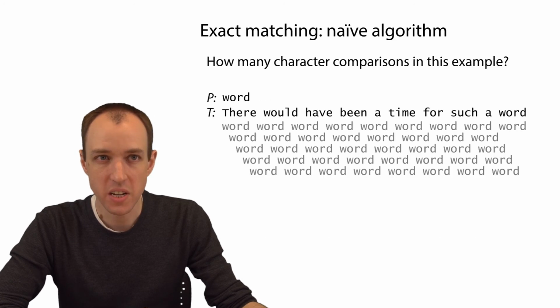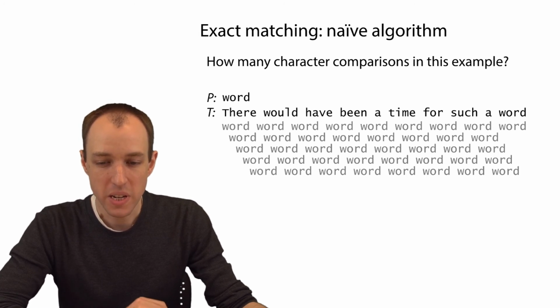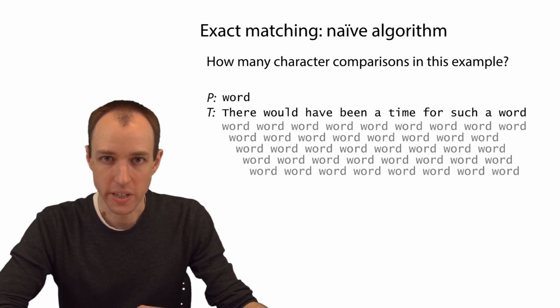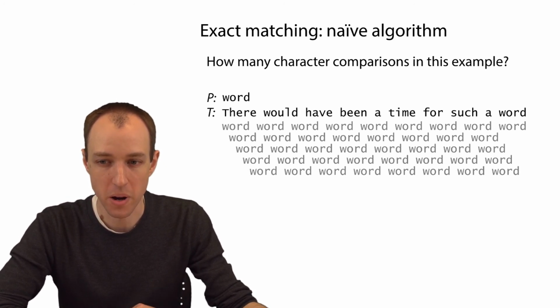Okay, so here's a particular example. Here's a P and a T. The question is, how many character comparisons do we do in this example? I'm looking for a number. This is not in terms of x and y, but an actual number of character comparisons that we would do in this example.